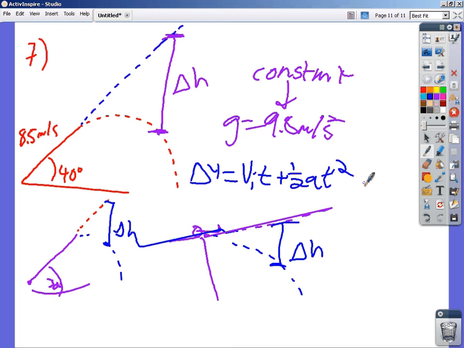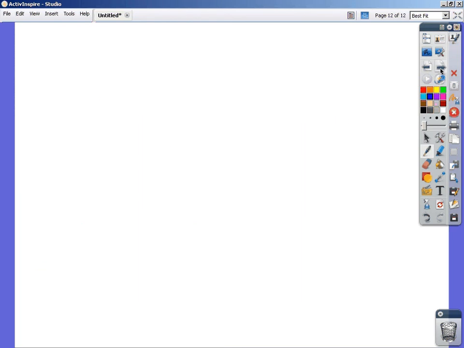And then in part 8, to find delta h, you just use this. Because, like we said, the initial velocity doesn't affect it. So you can throw out vit. This is 8. 7's multiple choice, this is 8.